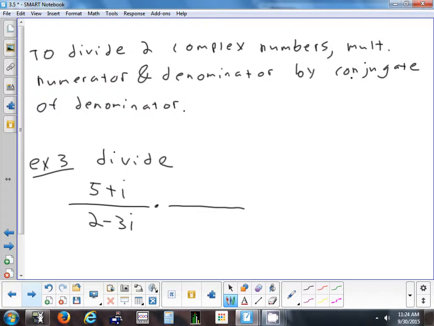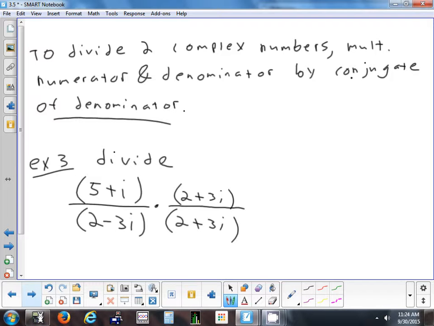Okay, so what would I multiply top and bottom by here? Right? 2 plus 3i. Brian, why didn't I use 5 minus i? That's a conjugate. Because you have to do it based on the denominator, not the numerator. Right. Denominator, not the numerator. All right, so what we'll do is FOIL it out. Okay, let's start with the top, and then we'll do the bottom.